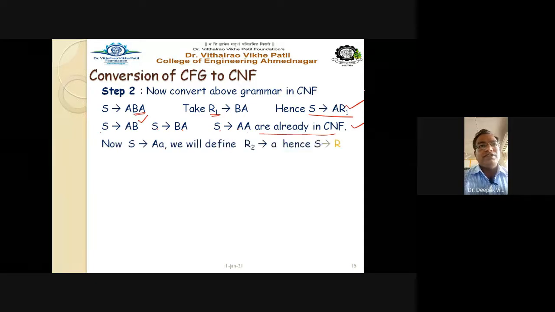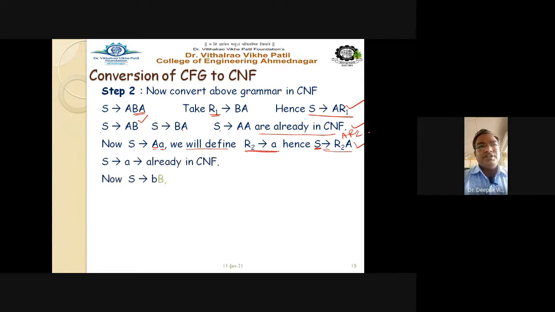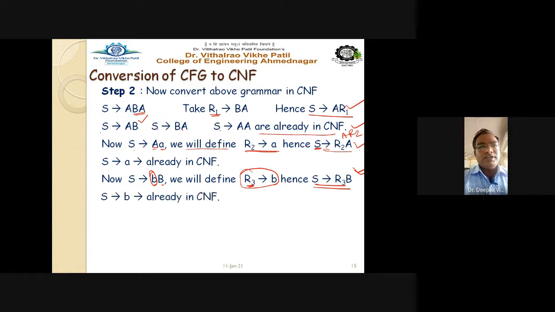Okay, now next, S gives AA. Now S gives this non-terminal terminal. Consider this rule here. We will define R2 for small a. Hence this rule becomes R2A, or here AR2, which is also in CNF. So S gives A is already in CNF. Now S gives small b, capital B. We will define R3 for b. So for this terminal, assign a new non-terminal, that is R3. So the rule becomes R3B. Hence S gives R3B. So this is also in CNF, that is Chomsky normal form. And S gives B is already in CNF.